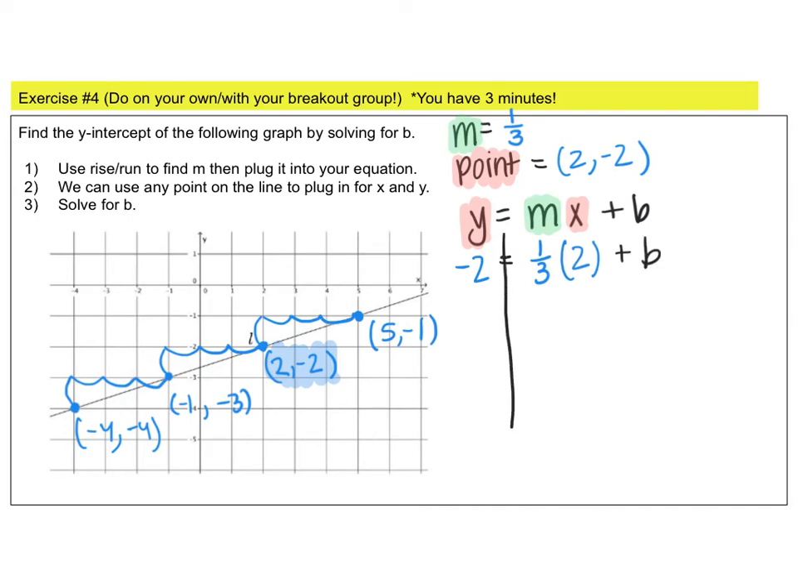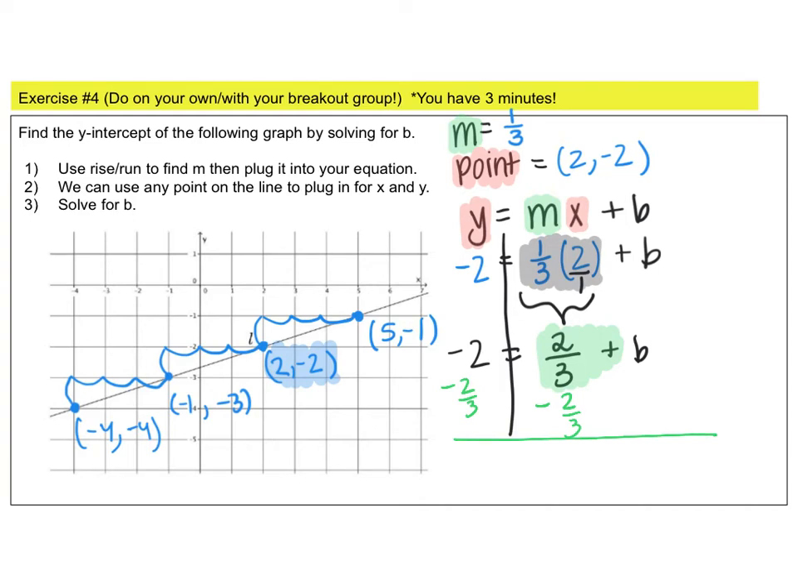From there, I'm going to solve for b. The first thing I want to do is 1/3 times 2. There's an invisible 1 underneath that too. So on the top, 1 times 2 is 2. On the bottom, 3 times 1 is 3. So this is what it looks like now. Next, I want to get b by itself. Right now it's being added to 2/3. So I'm going to subtract 2/3 from both sides. Over here it cancels and I'm left with b.